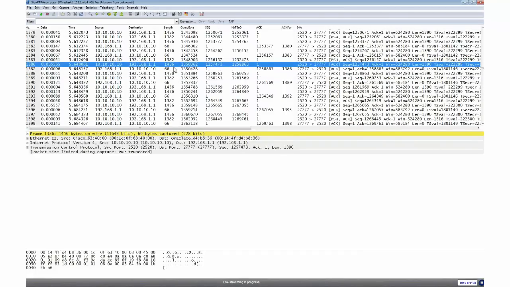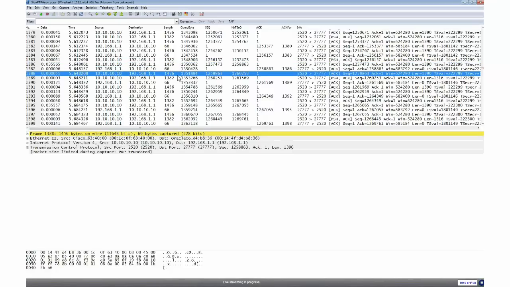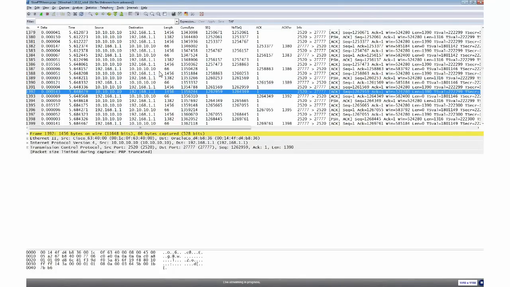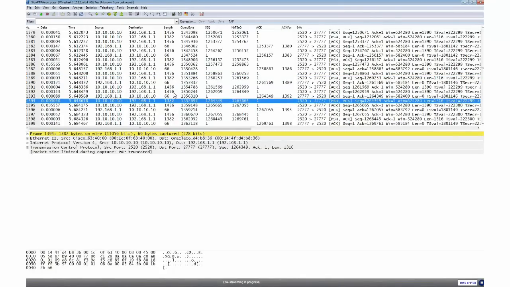So let's look at it from a TCP data standpoint, not with the IP and TCP header overhead. So I'm transmitting 1390, 1390, and 1316. And then I repeat that pattern again and again. 1390, 1390, and back to 1316. There's something else that's interesting.